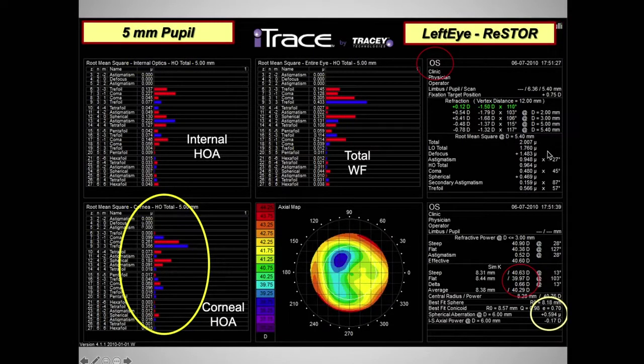Now here's the eye in question. And we've got a very confusing wavefront. We've got internals, but we've got corneals. So would you take this out, or would you try to do a wavefront guided ablation, or would you just treat the cylinder?